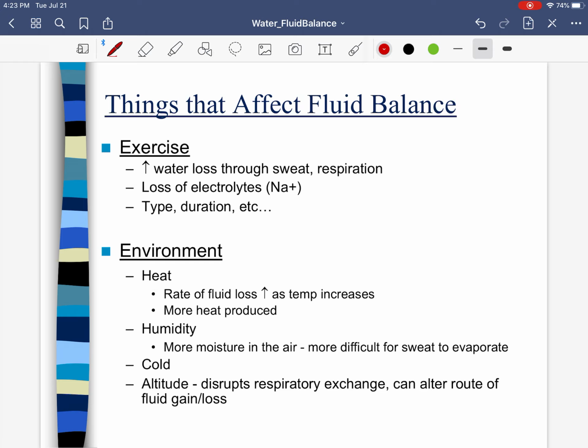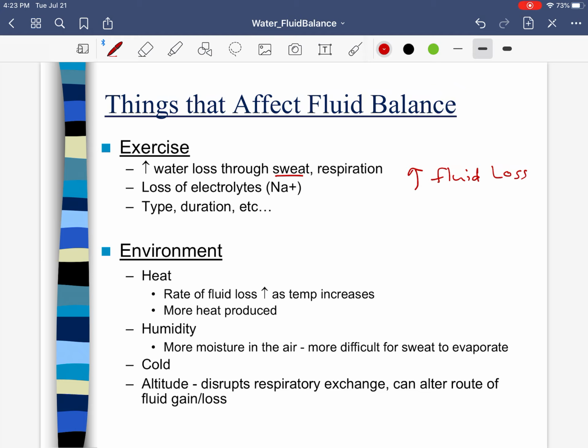When you exercise, you're going to have more fluid loss. Duh, right? Because you're sweating more. You're also breathing out more. You know, there's water droplets in your exhaled air. So exercise leads to more fluid loss, which means that to fix that, we have to drink more.